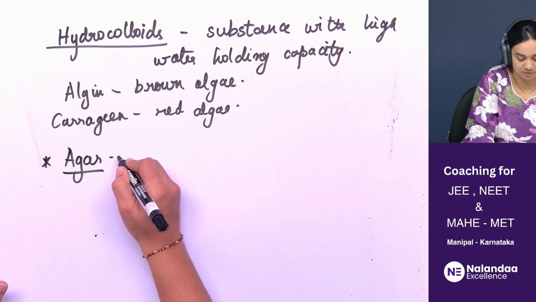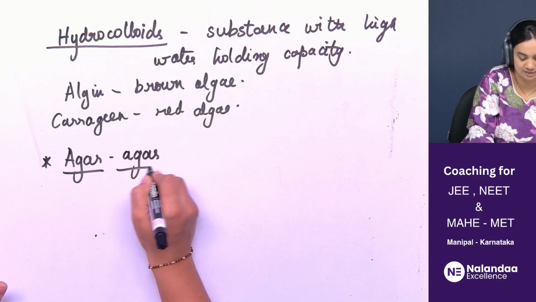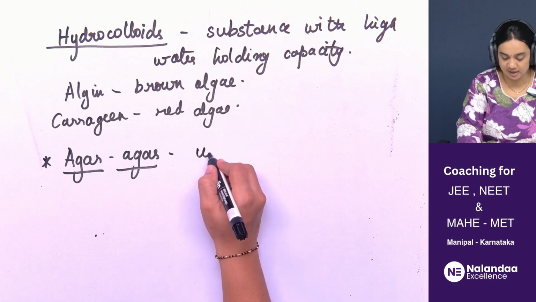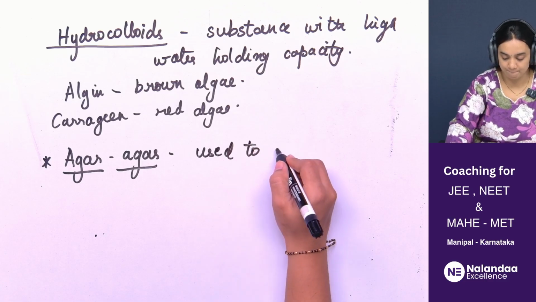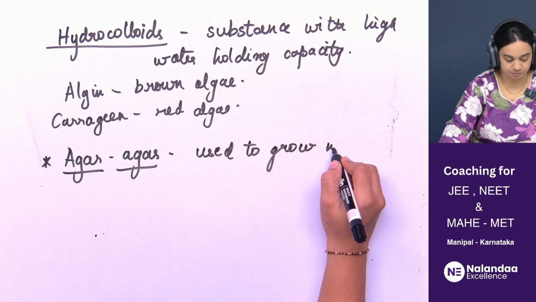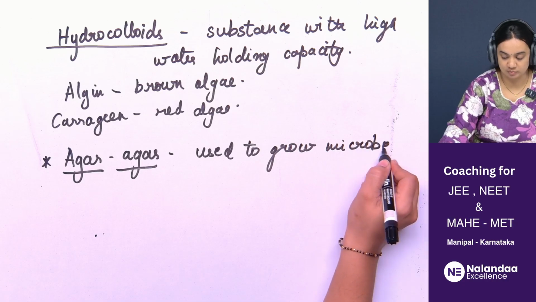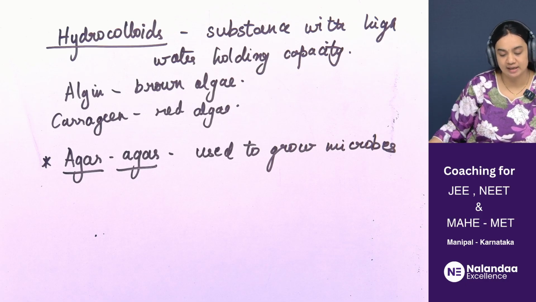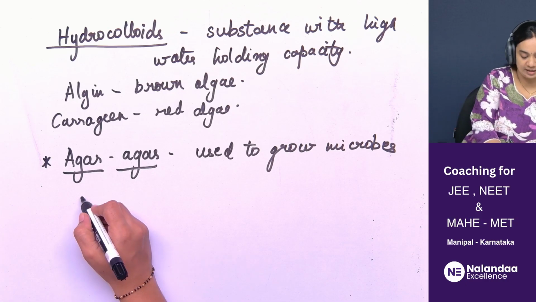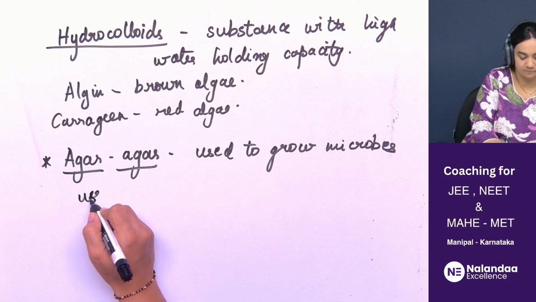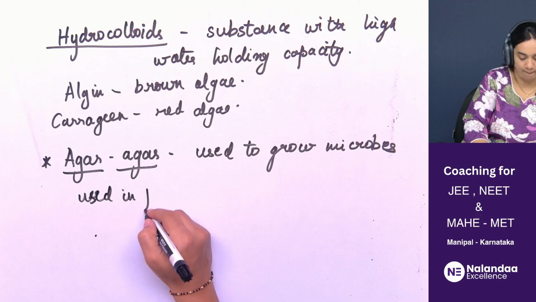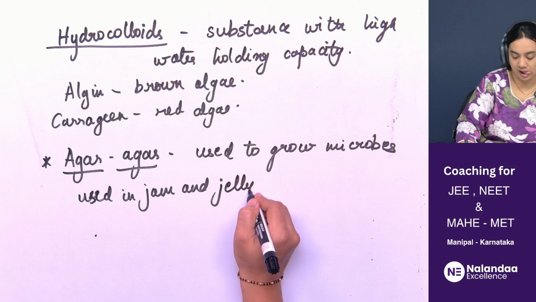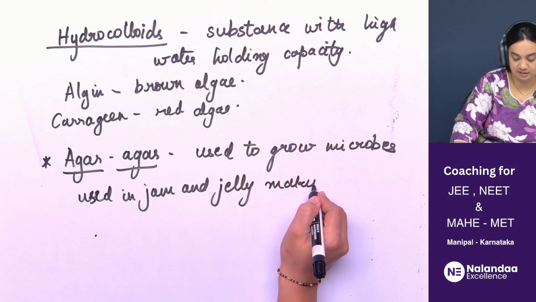Then is extraction of substance called agar agar. Have you heard of this? Agar agar? Yeah. What is this? It is a substance that is used to grow microbes and also in tissue culture experiments. Okay, so agar agar is a medium for microbial growth, and it is also used in jam and jelly making, because it is used as a thickening agent.